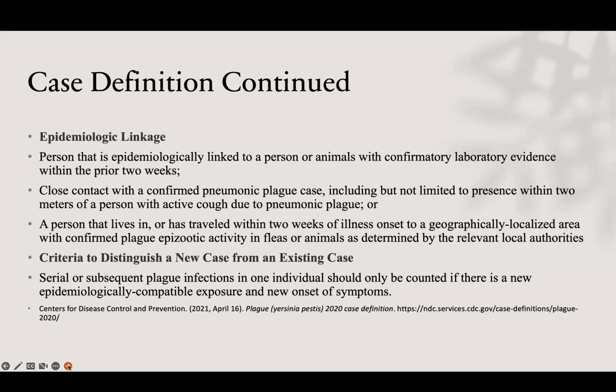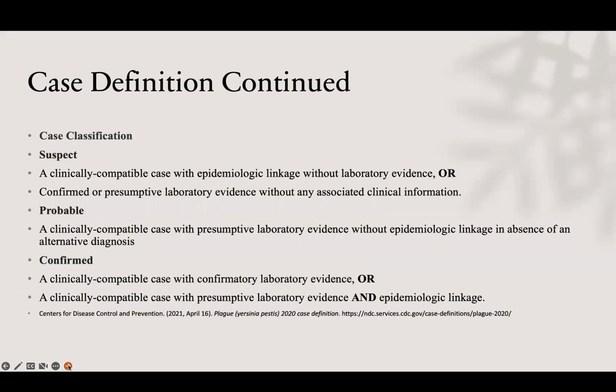The third linkage is a person that lives or has traveled to a geography within the past 2 weeks where there have been confirmed cases of plague in fleas, rodents, humans, or other animals. A criteria to distinguish between new and existing cases includes multiple plague infections only should be counted if there is a new exposure with a new onset of symptoms.